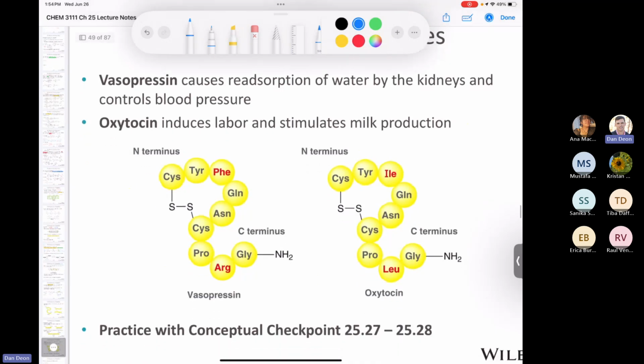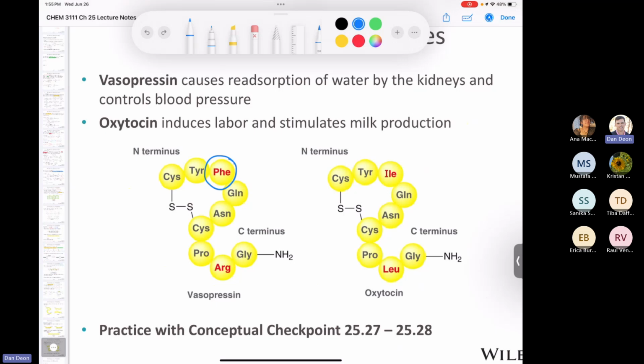What else? Here's a good example of what I was getting at, where you have two compounds that are pretty similar, but small changes make big differences in biological function. Here we have vasopressin and oxytocin, and you can see that both have an intrastrand disulfide bridge. That's pretty cool. And you see that all the amino acids are the same, except for this phenylalanine and isoleucine, and then arginine and leucine here. This is the only difference. And look at the difference in their function.